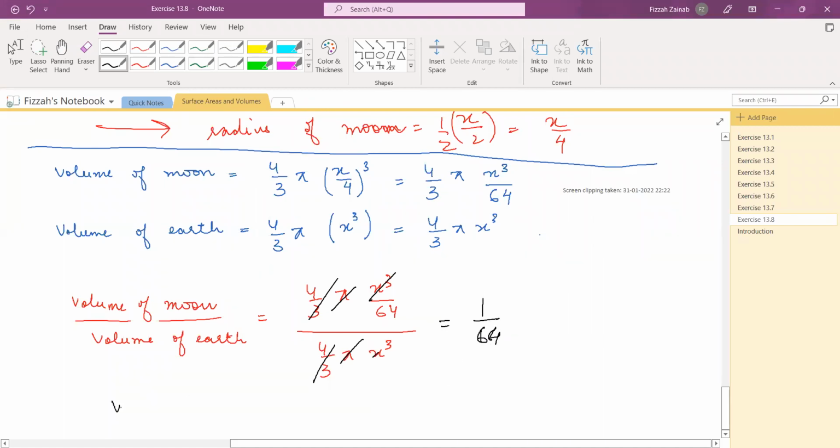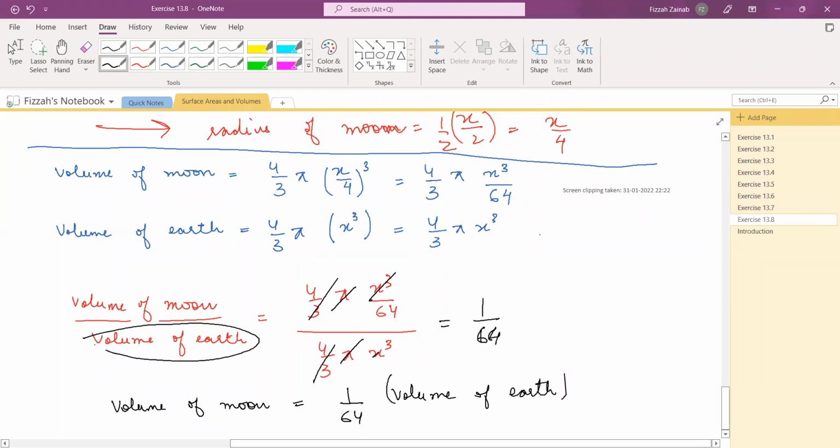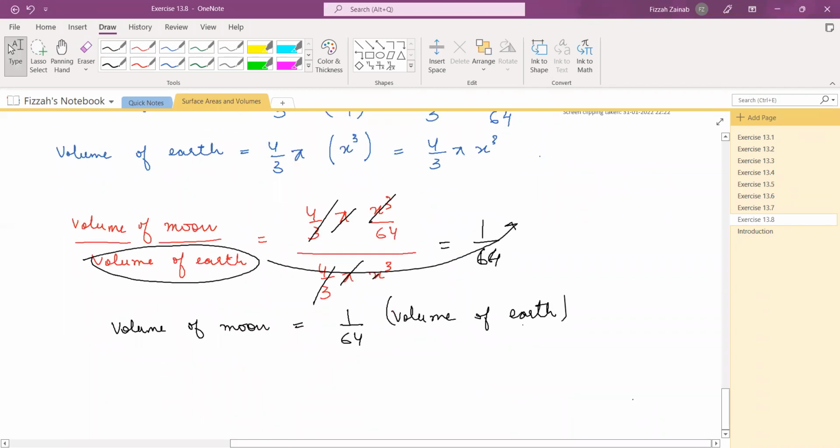So can I write it like this? Volume of moon is equal to 1 upon 64 times volume of earth. I've just done the cross multiplication, taking the volume of earth to this side, right? So this is the relationship. That means the volume of the moon is 1 upon 64 times the volume of the earth. So if we divide the volume of the earth by 64, then we will get the volume of the moon. Is this point clear? Yes, ma'am. Yes, Hamna, clear? Yes, ma'am. Okay.